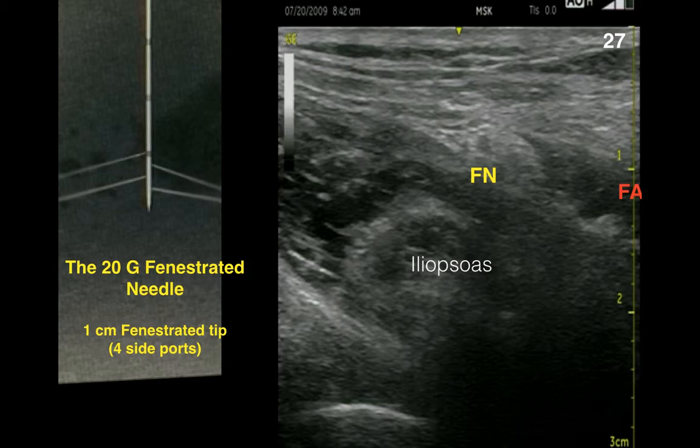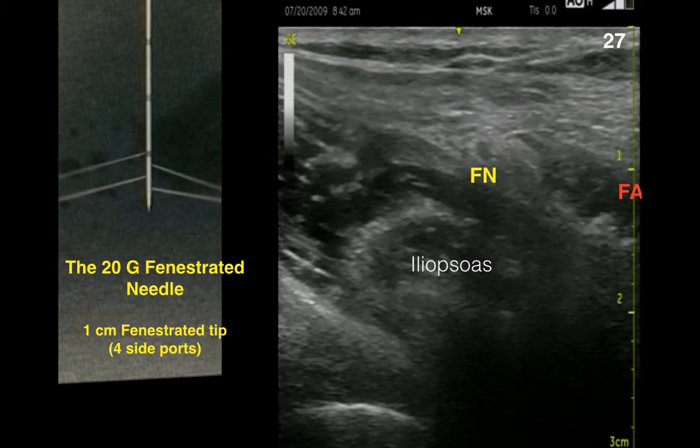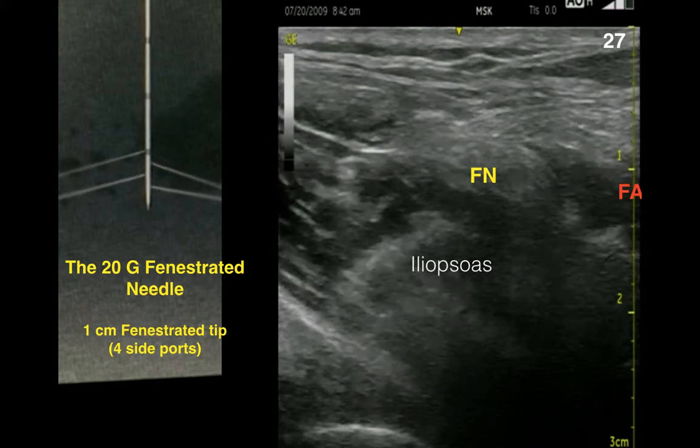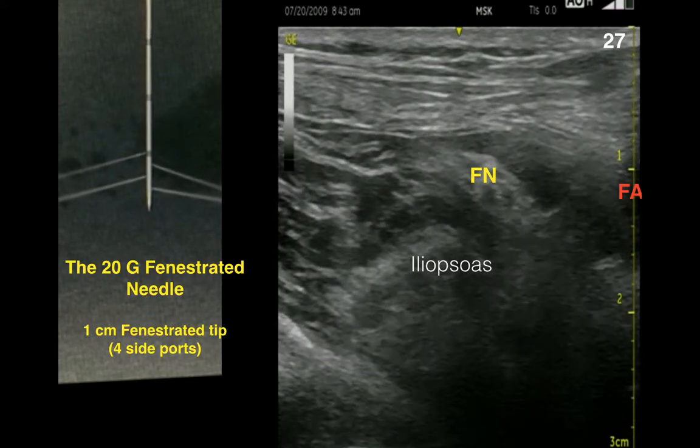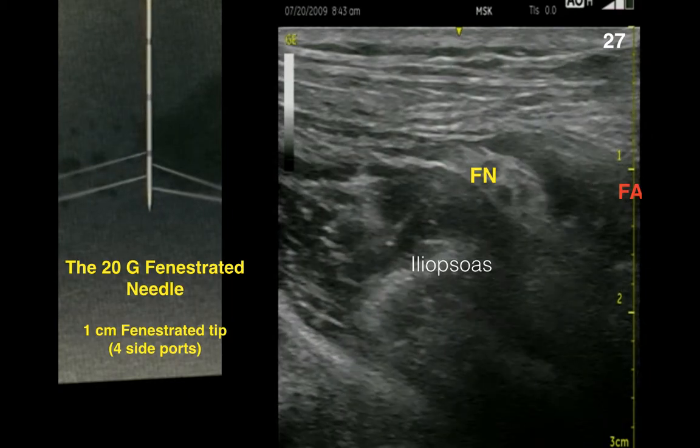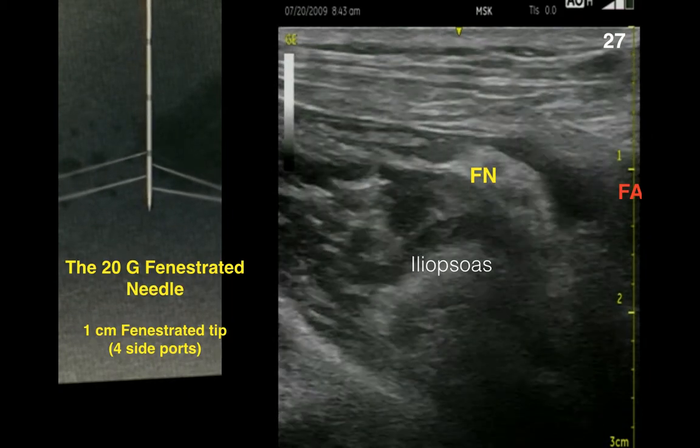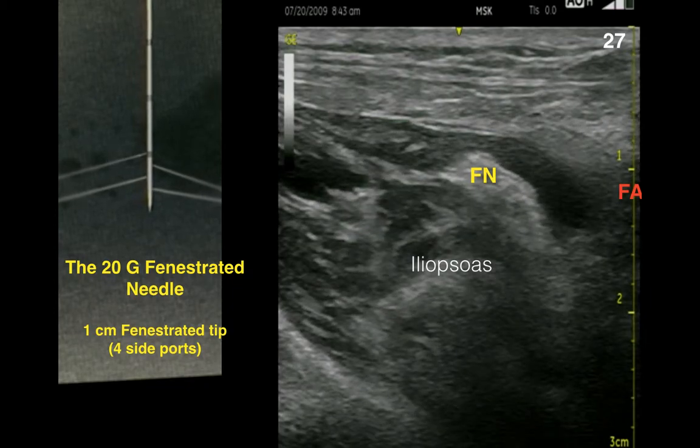This ultrasound shows a 20-gauge fenestrated needle, which is 1 centimeter and 4 side ports, as it is advanced across the fascia iliaca approximately 1 centimeter lateral to the femoral nerve. Notice that we have tenting of the fascia, and it displays the position of the needle relative to the nerve. Tenting also indicates when the tip of the needle has crossed the fascia iliaca. Injection of 20 mL of local anesthetic produces an easily visualized volume of local anesthetic in the correct tissue plane immediately deep to the fascia iliaca.